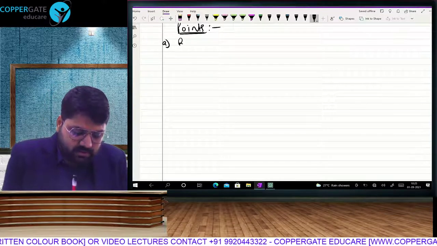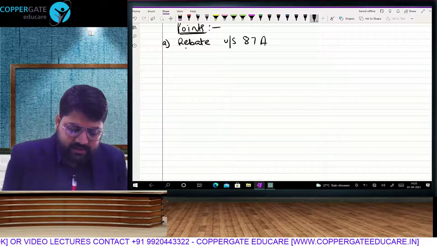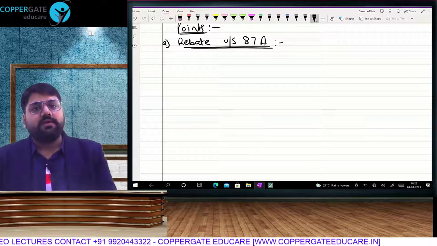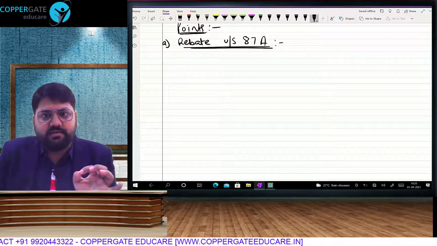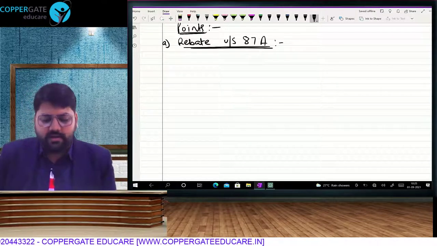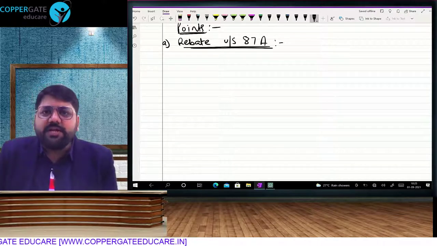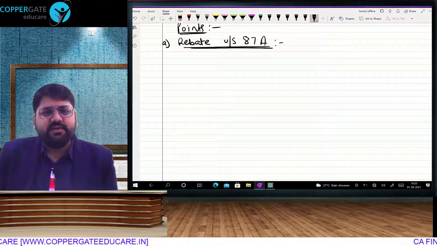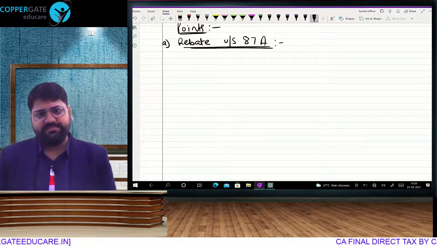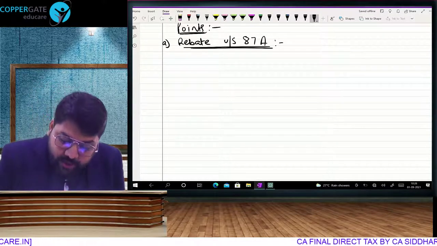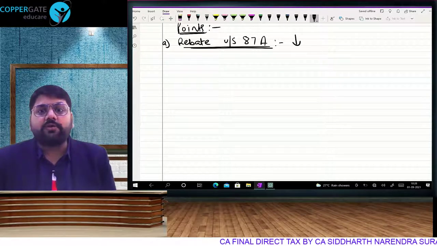First, the concept of rebate under section 87A. This section 87A is under the Income Tax Act. So, normally tax rates are given in the budget, Finance Act. But this is a section of Income Tax Act. Rebate under section 87A. Whenever words like rebate, relief, reduction are used, that means there is going to be a reduction. We are going to reduce.